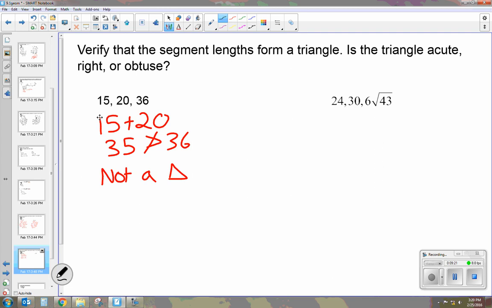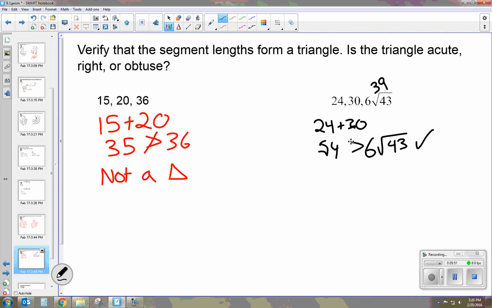In this case, our longest side is 6 times the square root of 43. Once again, if you aren't certain, you can plug it in your calculator to get a rough idea of what that number is. It's roughly 39, so we know that that is our largest side. So we're going to do 24 plus 30, which is 54. 54 is greater than 6 times the square root of 43, so we know that this is a triangle. So now we're going to figure out if it's acute, right, or obtuse.